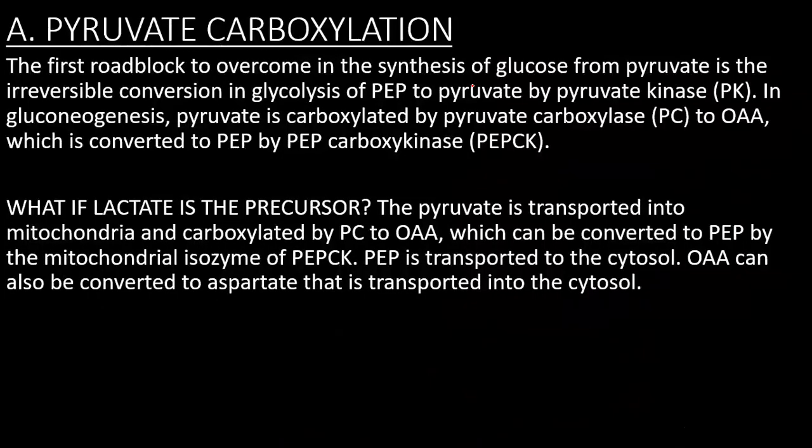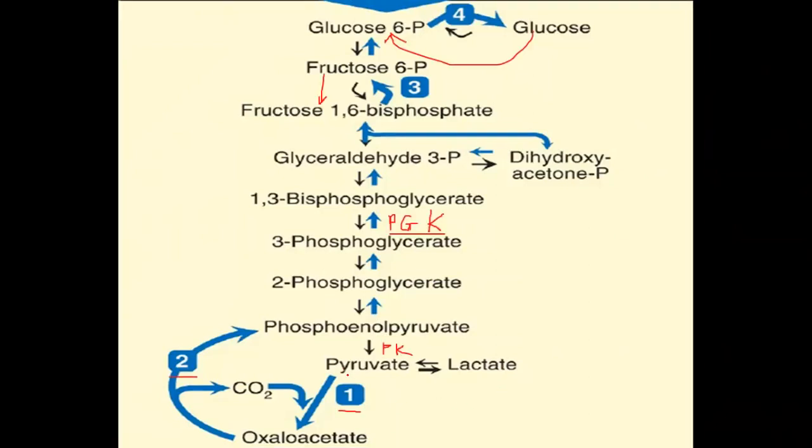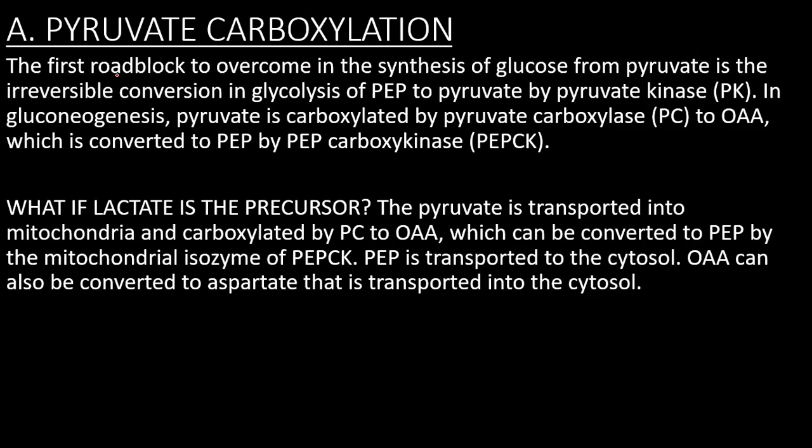Now, let's go back here and start here. Imagine you have pyruvate, which can be obtained from some amino acids, such as alanine. Once you have pyruvate, you must convert it to phosphoenolpyruvate and bypass the reaction catalyzed by pyruvate kinase because it is irreversible. Pyruvate carboxylation: the first roadblock to overcome in the synthesis of glucose from pyruvate is the irreversible conversion in glycolysis of phosphoenolpyruvate to pyruvate by pyruvate kinase. This reaction is irreversible, so you have to bypass it.